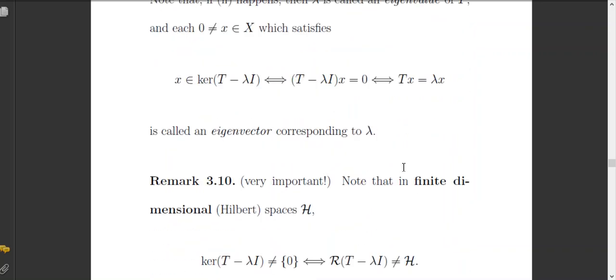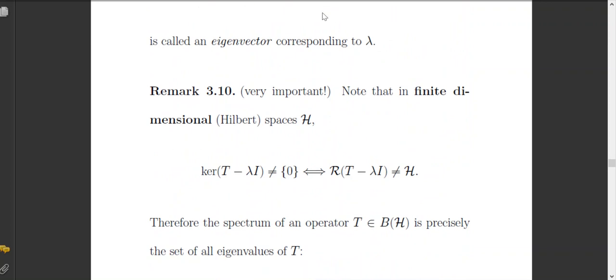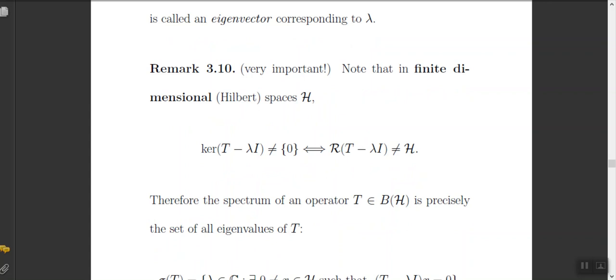Okay, now look at the next. When we are talking about the spectrum of bounded linear operators, we have to consider two cases separately: finite dimensional spaces and infinite dimensional spaces. So let's first talk about the spectrum of bounded linear operators on finite dimensional spaces. To understand this better, I prepared a note for you. Look at this.